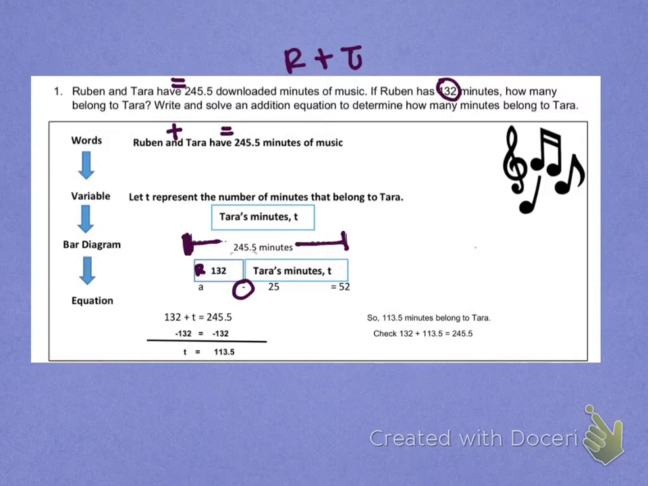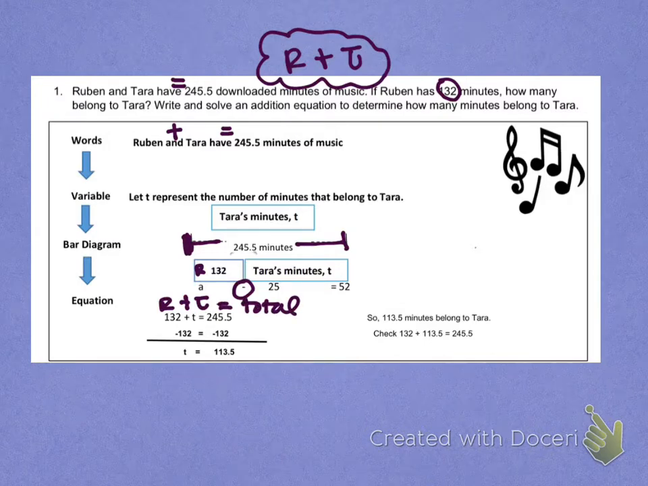But if we were going to write it properly and have the equal sign and the total on one side, then we go back to the fact that we take these two people's minutes and add them together. So we have Ruben plus Tara equals their total. And then we solve by using that inverse operation of subtracting 132 from both sides. And so we see that 113.5 minutes belong to Tara. And to check, you would add these two together and see that that is correct.